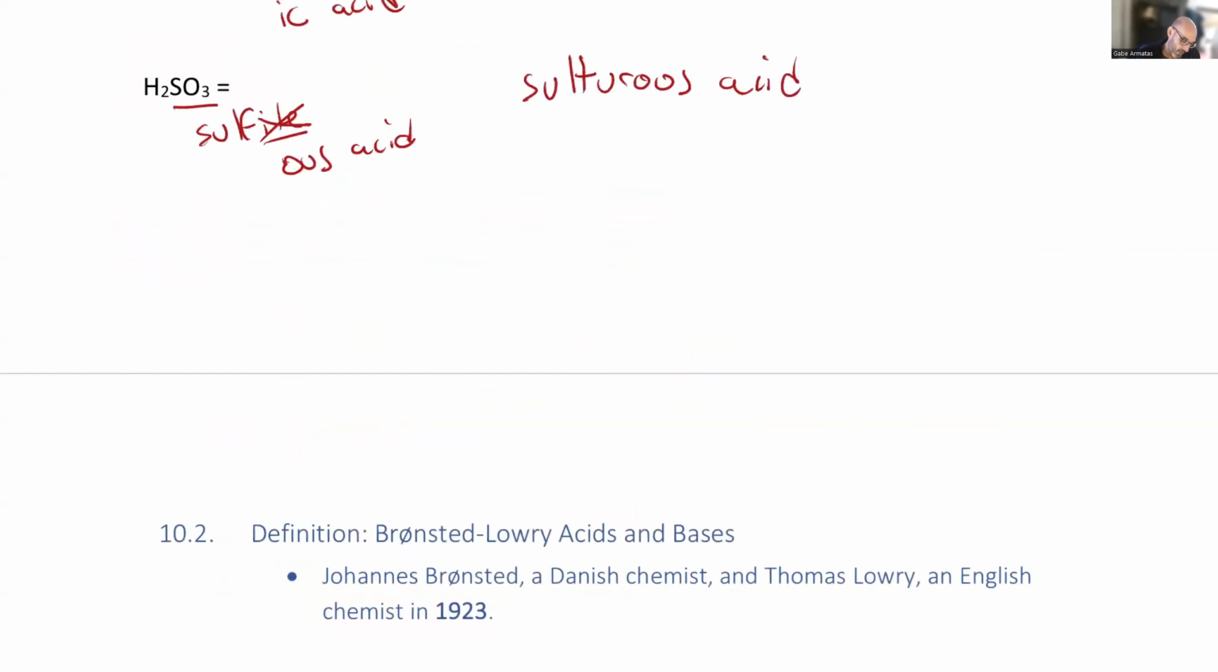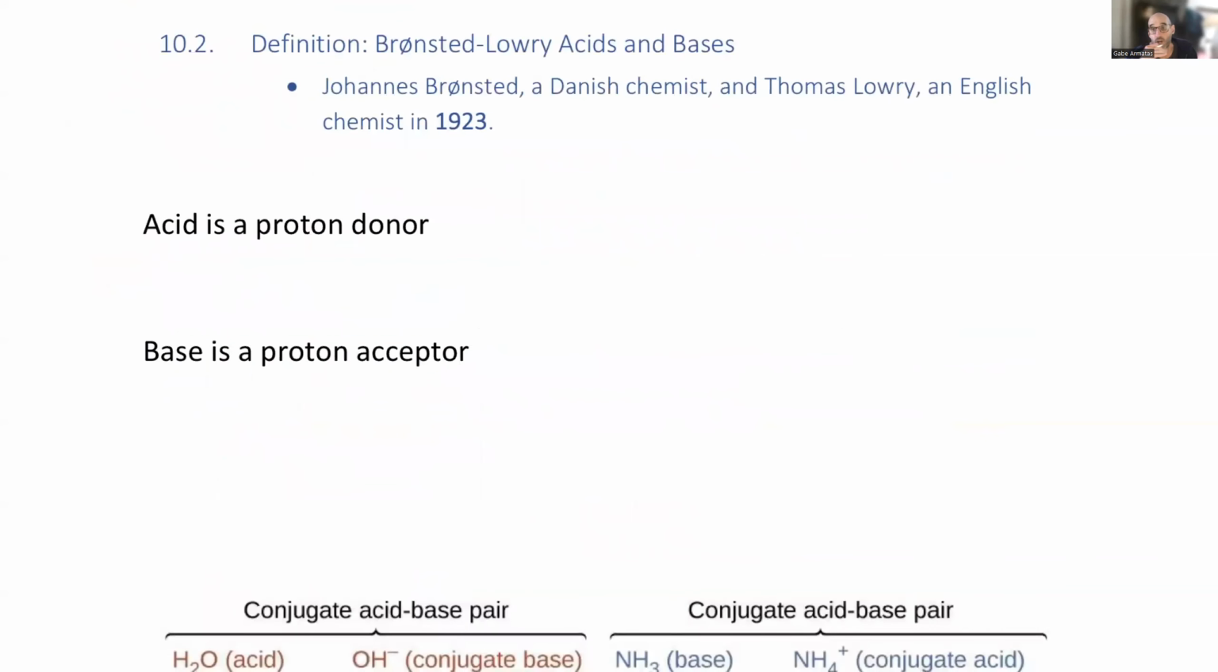Okay, good. With that naming done, let's talk about the next definition. So the first definition was Arrhenius, producing H+ or producing OH-. Very discrete, right? Produces H+, it's an acid, produces OH-, it's a base. Bronsted-Lowry, and this is the one we would use more often.